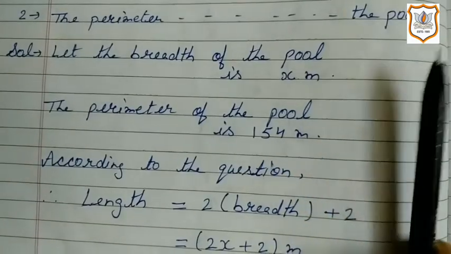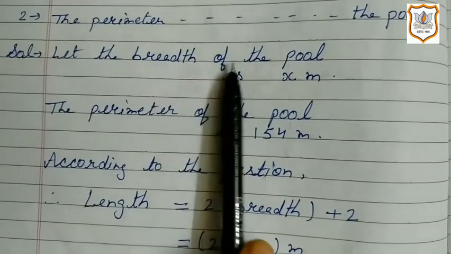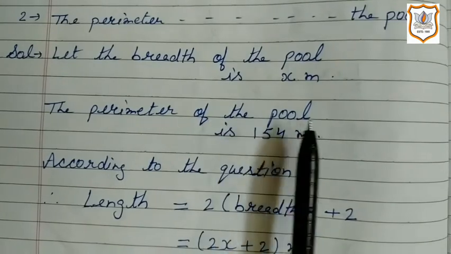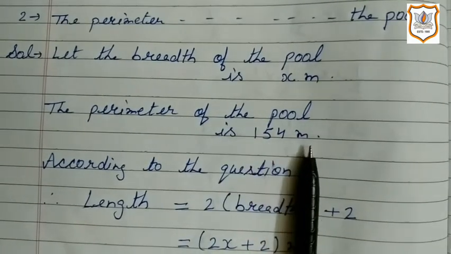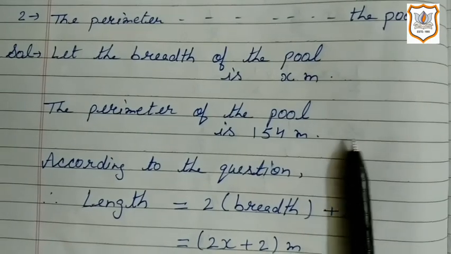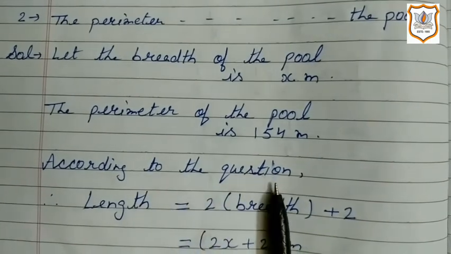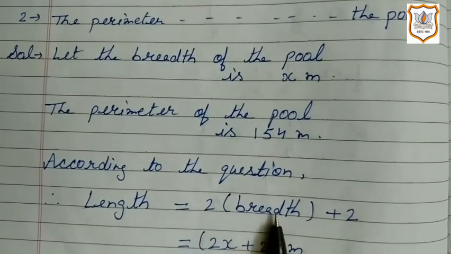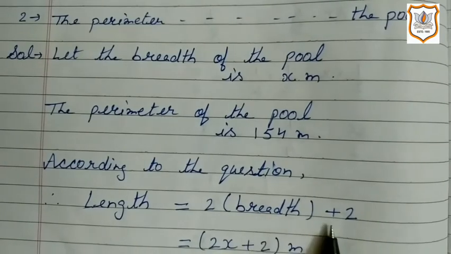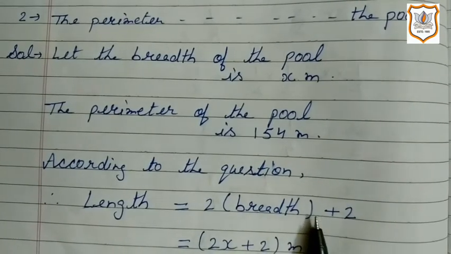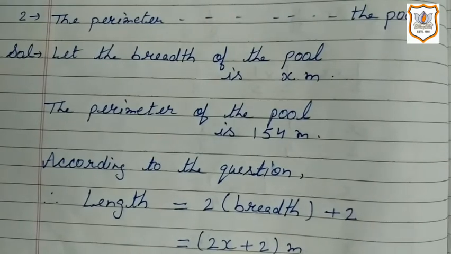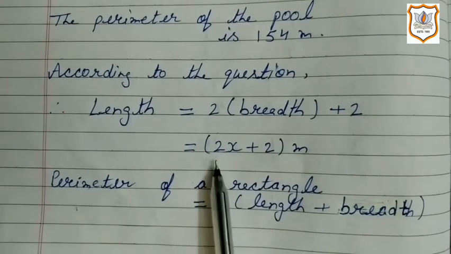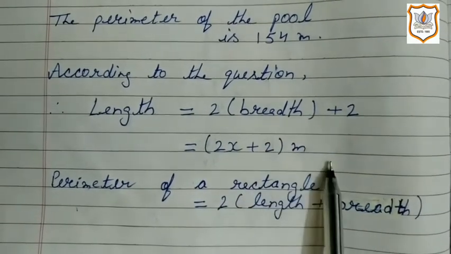Now we will solve. Let the breadth of the pool be x meters. The perimeter of the pool is 154 meters, given in the question. According to the question, the length is equal to twice the breadth plus 2. More than means plus. The breadth is x, so we write 2x plus 2 meters.